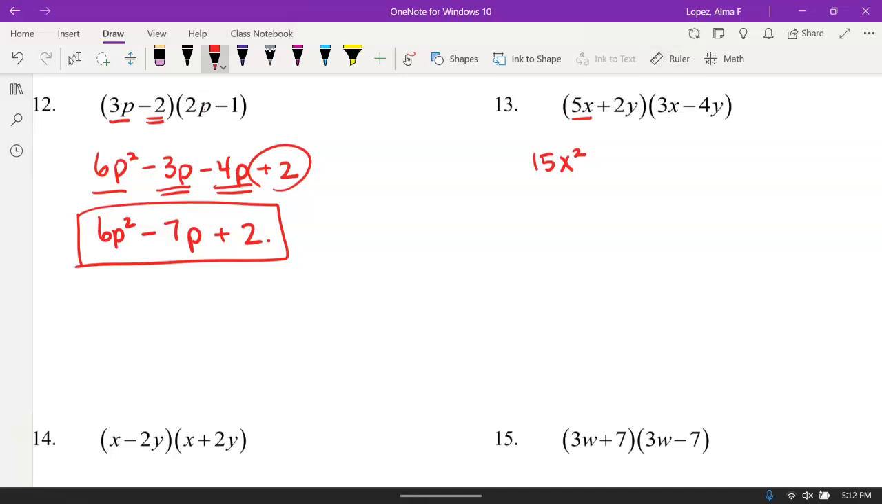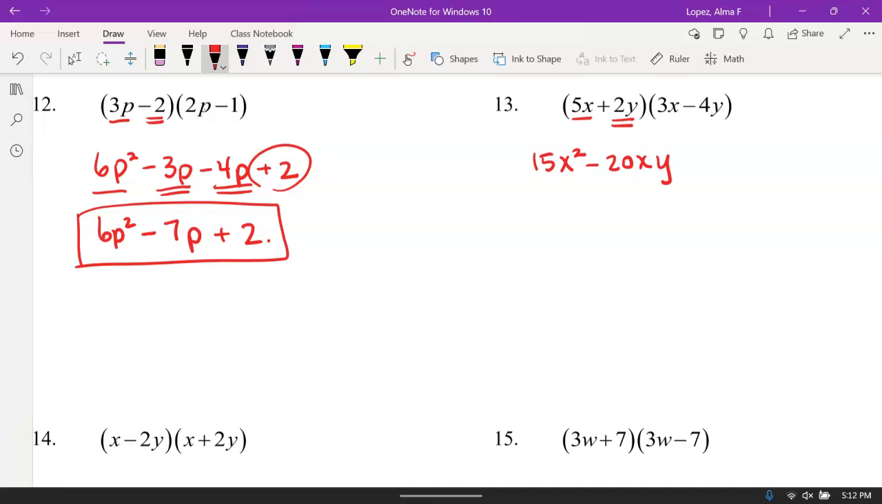5x times negative 4y is negative 20xy. See the 5 and negative 4 multiply together, and the x and the y. And again, if you have multiple variables, multiple letters in a term, put them in alphabetical order. Now we're done with the 5x, so I'm going to scoot over and I'm going to multiply the 2y onto everything in the second parentheses.